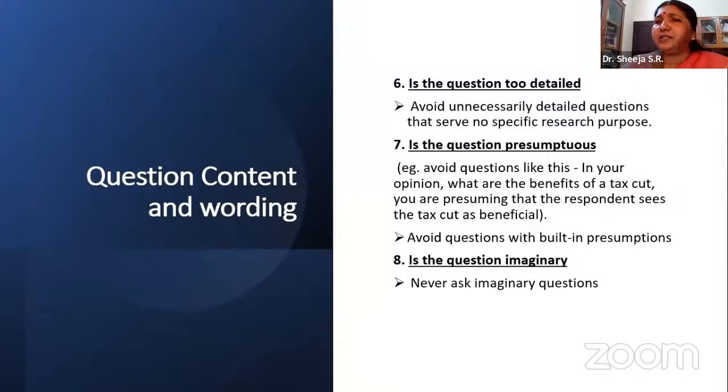Then unnecessary detailed questions should be avoided, and avoid questions with built-in presumptions. For example, if the question is like this: in your opinion, what are the benefits of a tax cut? So what are the benefits of a tax cut? You are presuming that the respondent sees the tax cut as beneficial. Such built-in presumptions should be avoided. And never ask imaginary questions.